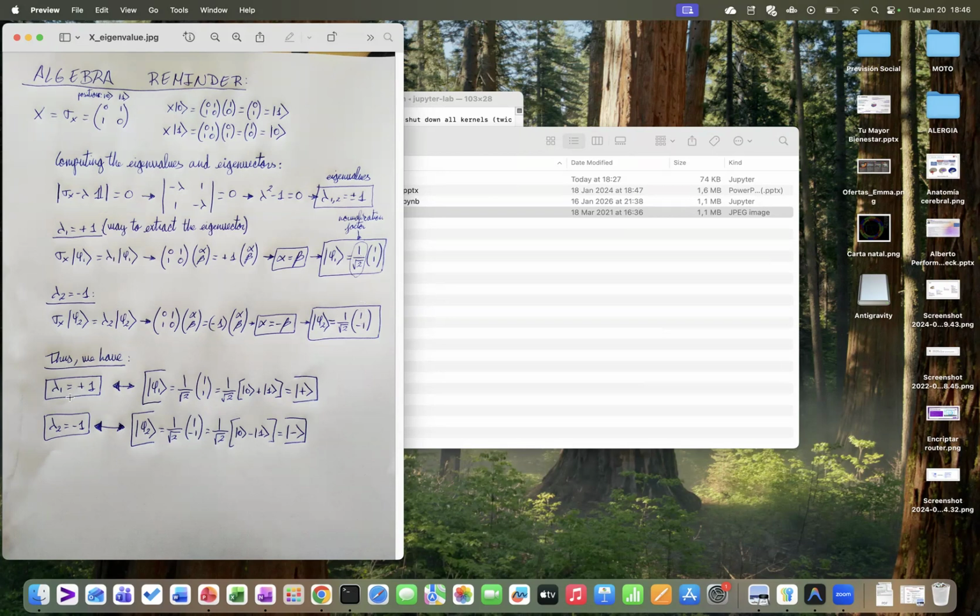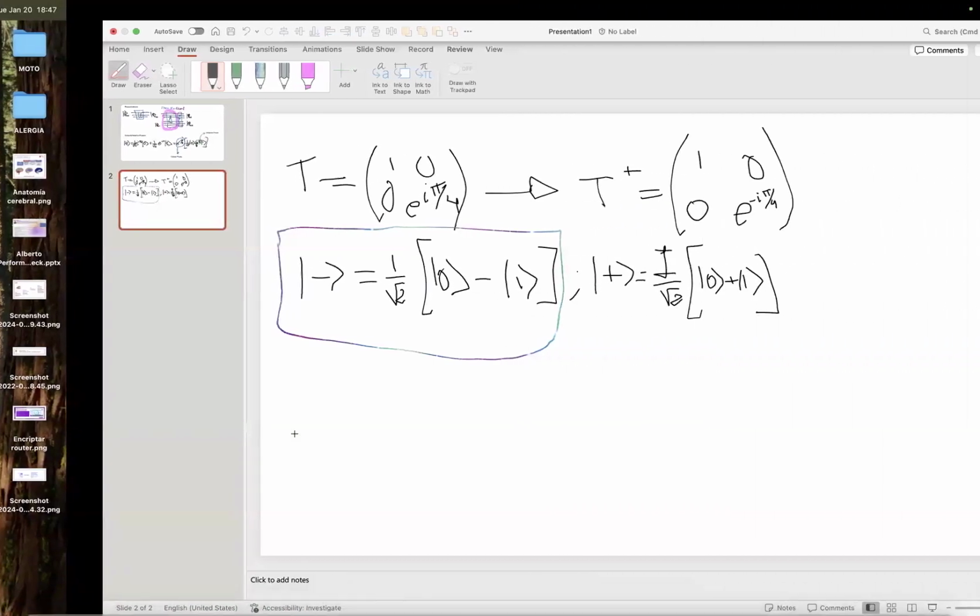So for the eigenvalue plus 1, the eigenvector we get is 1, 1, which is 0 plus 1, because this is the sum of 1, 0 plus 0, 1. So that's why it's written like this, and this is plus. But if we go to the eigenvalue minus 1, we get this eigenvector, which is 1, 0 minus 0, 1, that in that case is 0 minus 1, and we get minus.